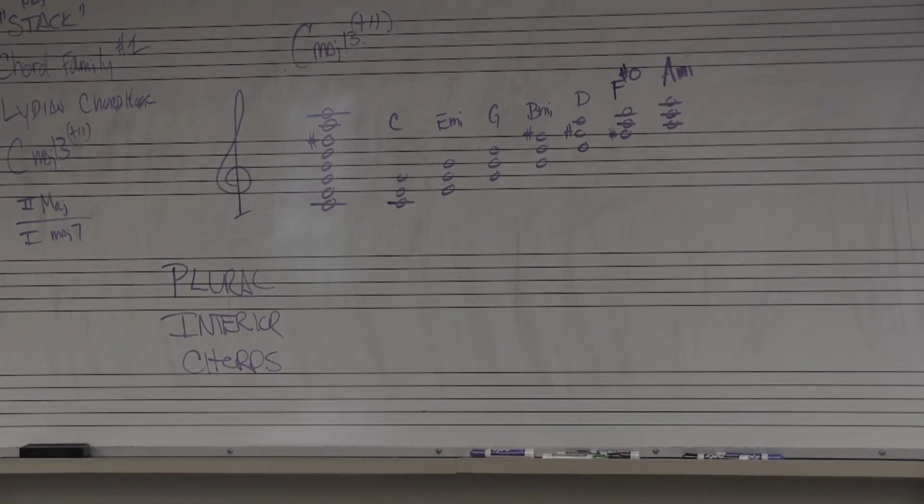Anyway, so you've got all these chords. You've got C, E minor, G, B, D major, F sharp, and A. So all those plural interior chords are used against that C, right? But what's to prevent you from using the other notes in the scale for the bass note?